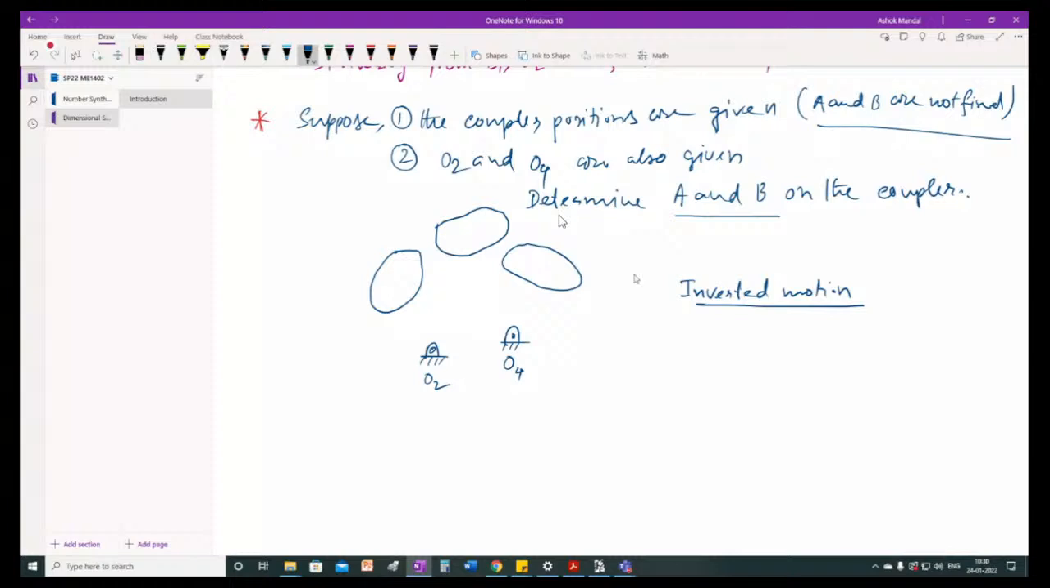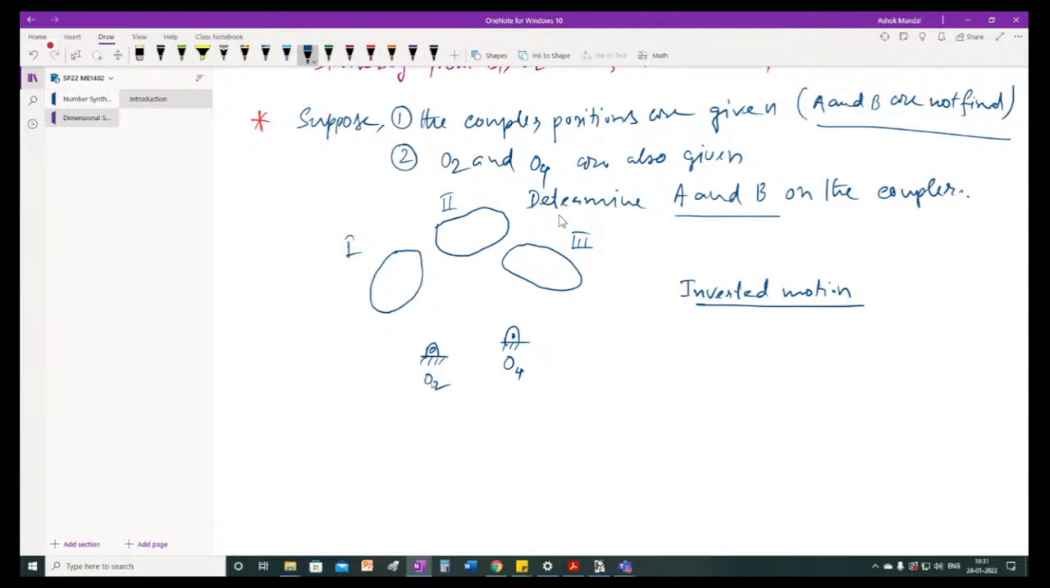So what we will do to solve this kind of problem and to get A and B points is, suppose this is our position 1, this is position 2, and this is position 3. We will see what the position of O2 and O4 is with respect to the second position. Then we will copy that and paste it exactly on this first position.